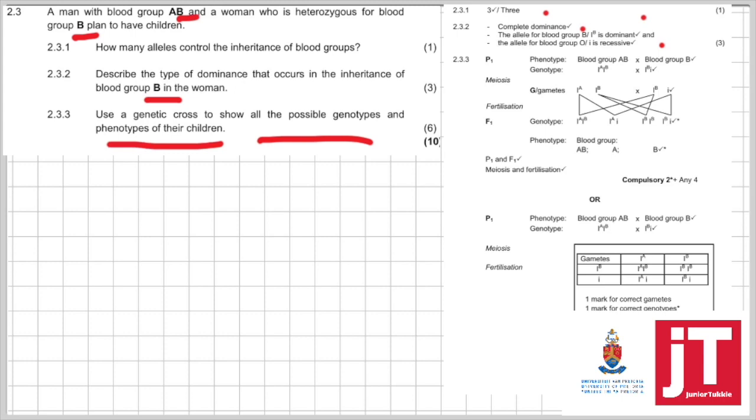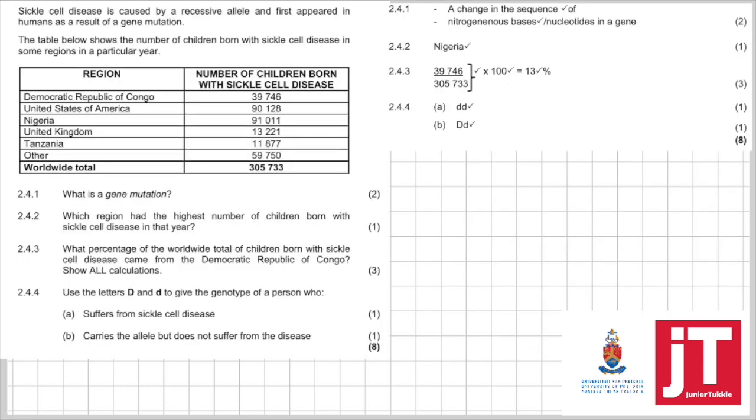You can do your answer like this in the memo, or you can use a Punnett square. I prefer to use a Punnett square. So can you see the gametes here? It will be one child with IAIB, IAIB, IBIB, IAi, IBi. So you get marks here for P1, F1, meiosis, and fertilization. And you must show all the correct gametes and genotypes. Nice question.